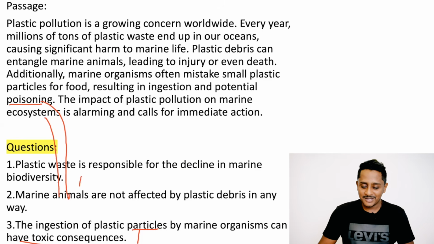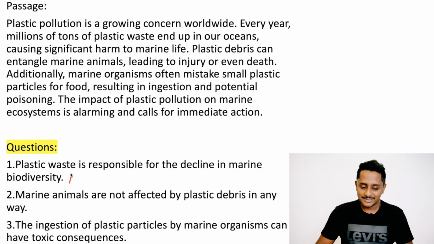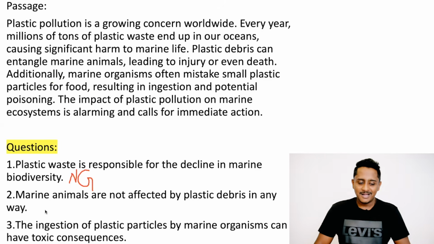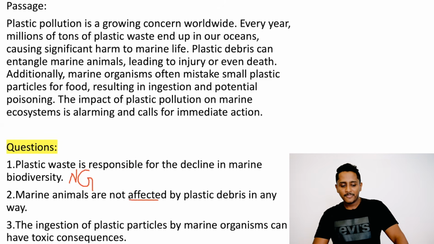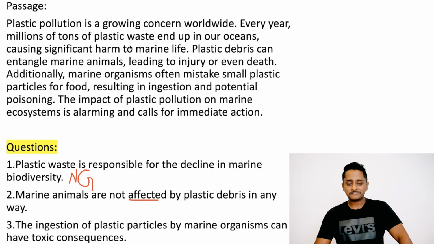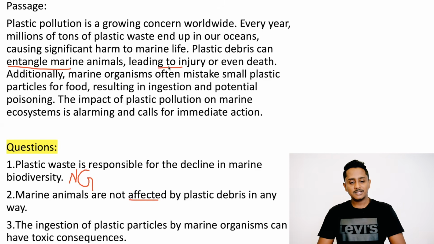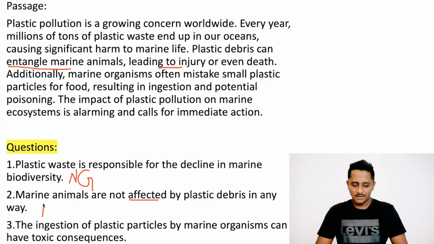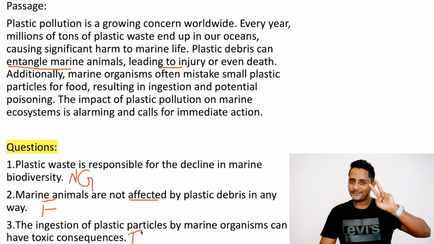I will write it neatly, note down the answers. The first one is responsible for the decline, we do not know if it declines or not, so not given. Marine animals are not affected by plastic debris in any way, it says. Entangling the marine animals leading to injuries, so not affected is the opposite, contradicting. And the third one, ingestion of plastic materials can have toxic consequences, definitely yes. So, first is not given, second is false, third is true.